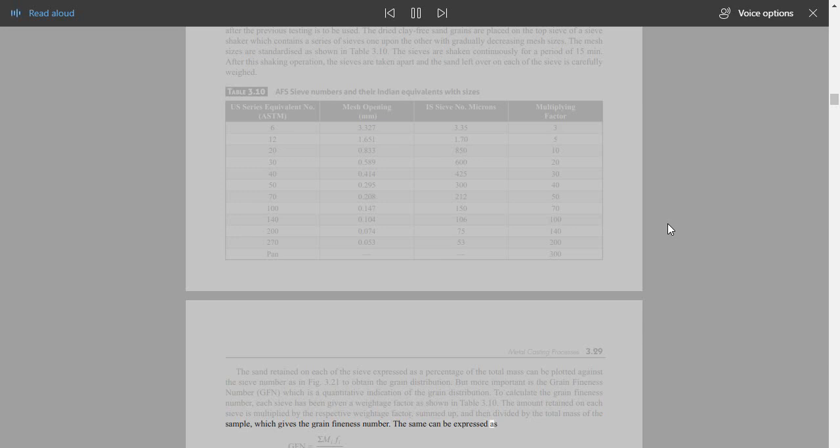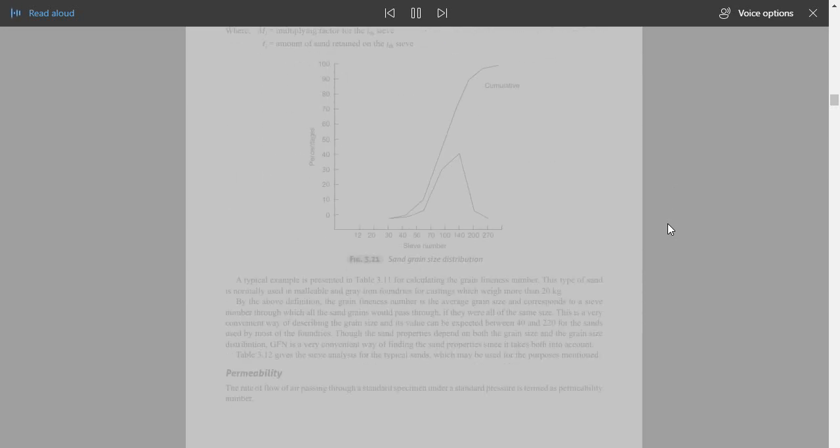The same can be expressed as GFN equals the sum of Mf times Si divided by the sum of Si, where Mf equals the multiplying factor for the sieve and Si equals the amount of sand retained on the sieve. Cumulative percentages versus sieve number.